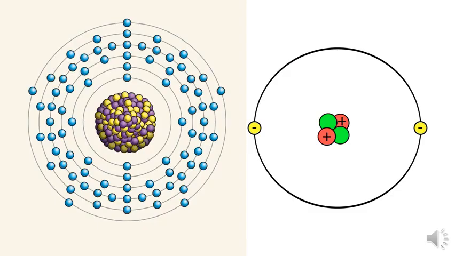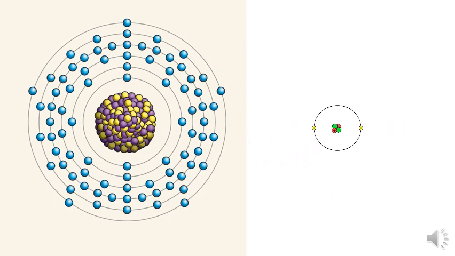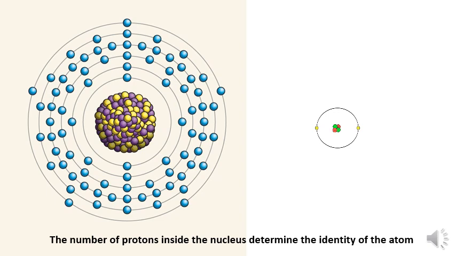Why? Look at this. If you look at these atoms, you can see that this atom has a lot of protons and neutrons and electrons, while this one has 2 protons, 2 electrons and 2 neutrons. Do you think that these two will have the same size? Of course not. Actually, this one is much smaller. So, the number of protons inside the nucleus actually determines the identity of the atom.